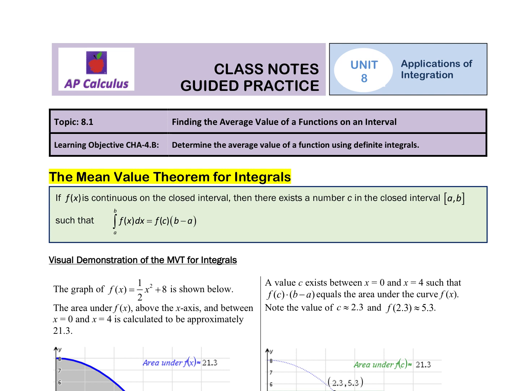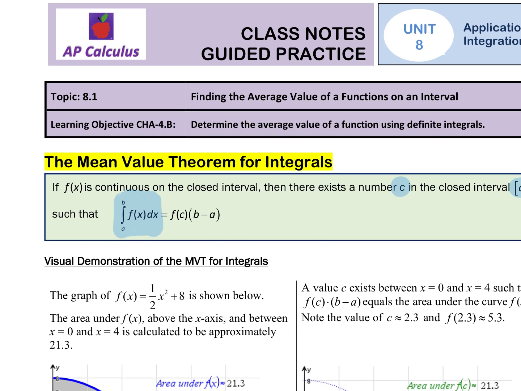So if we have a function f of x that's continuous on the closed interval, then there exists a value c in the interval a to b, such that when I take the integral, the area underneath the curve from a to b, that's going to equal my function of c times b minus a. Okay, so what does that mean? Let's look at a picture to make a little more sense of what's going on here.